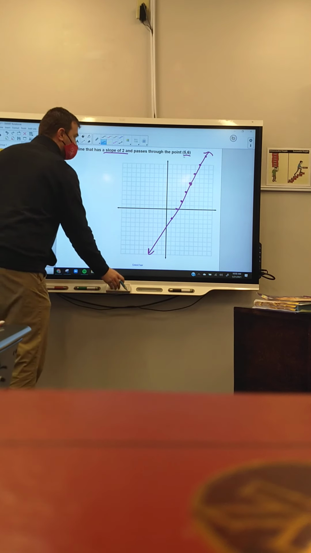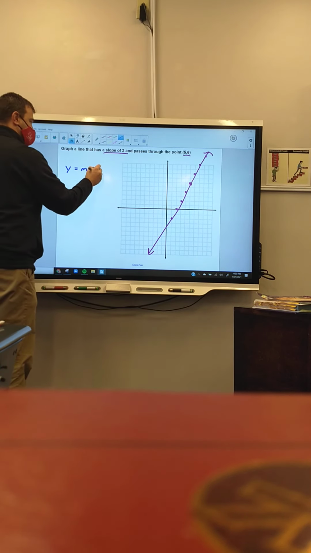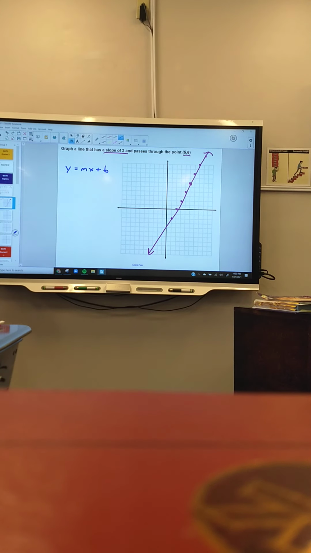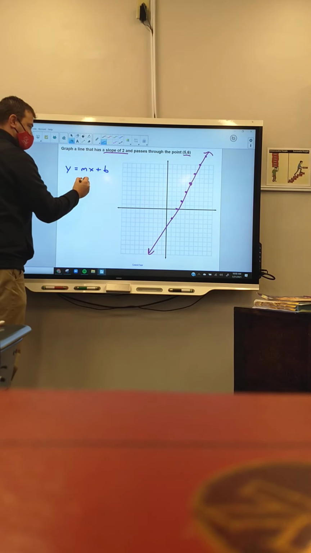Let's first start with the form that we like the most: y = mx + b. We call this slope-intercept form. Do I know the slope of the line? What is it? 2. Okay, so instead of m, I'm going to put 2.